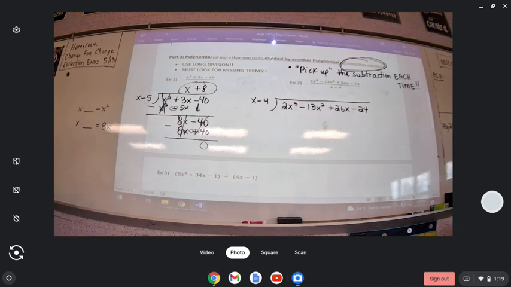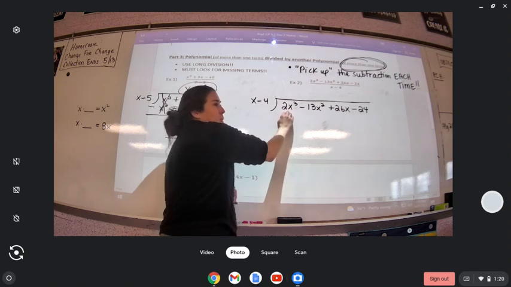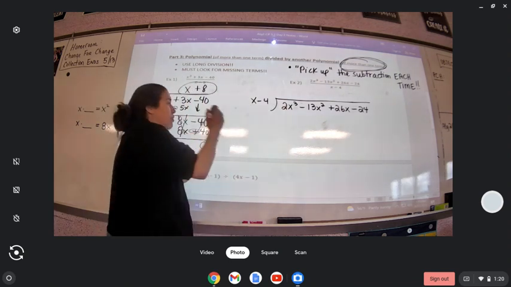Okay. We're going to divide. We're going to multiply. We're going to subtract. We're going to bring down, and we're going to repeat. So we start with division. First term into first term. How many times can x go into 2x to the third?